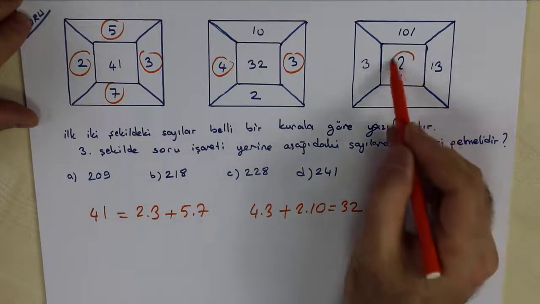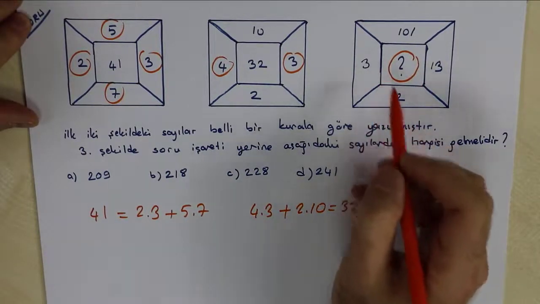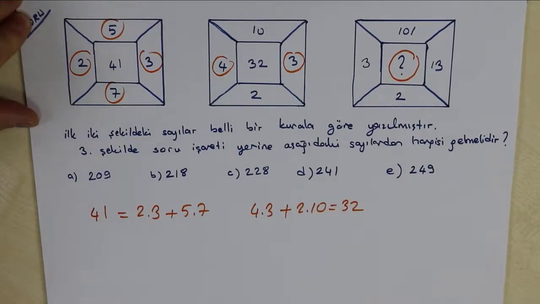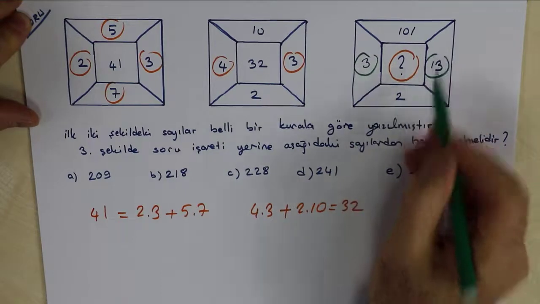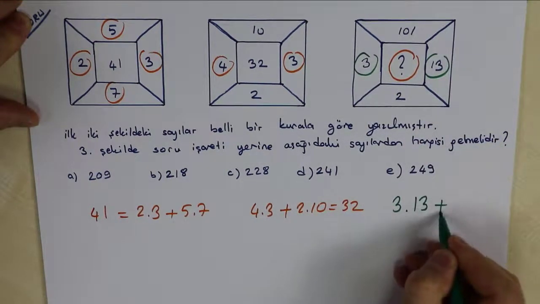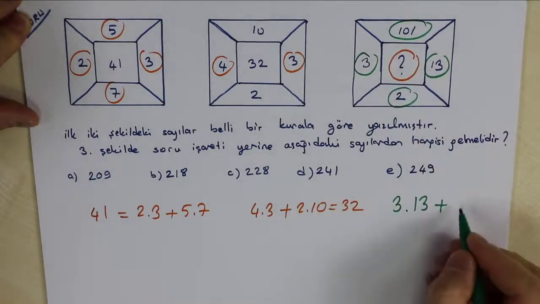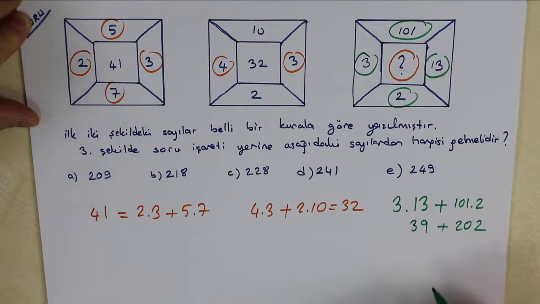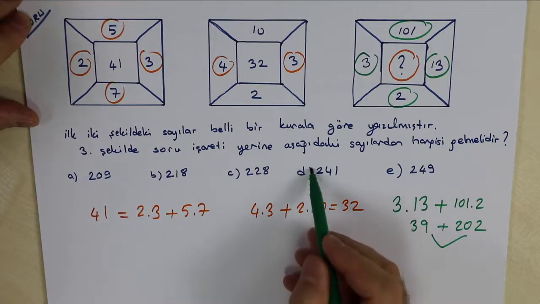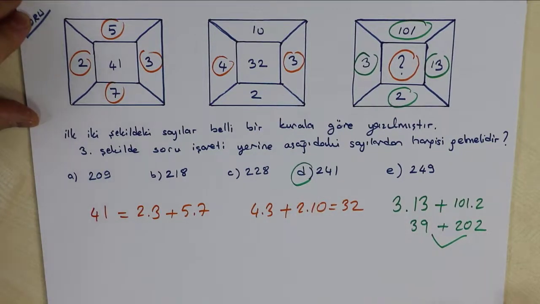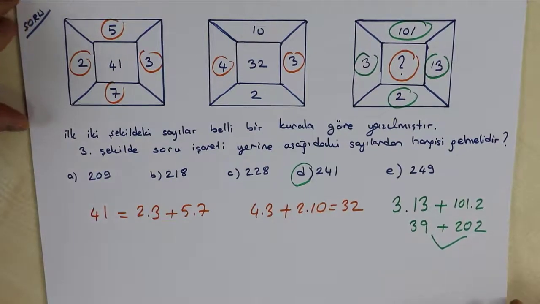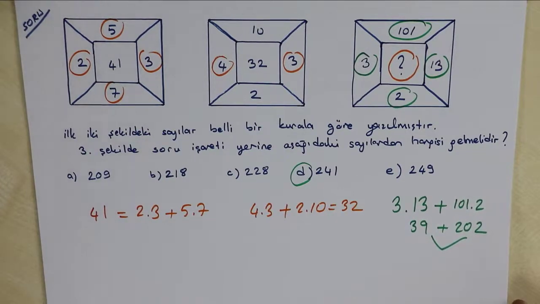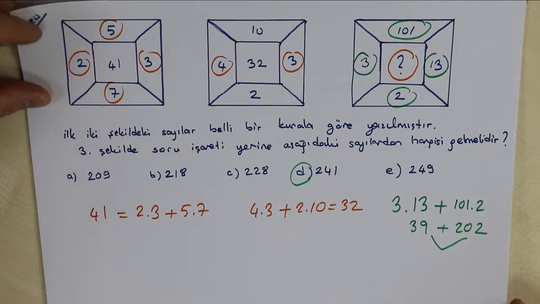Then to find the number instead of the question mark, we have to multiply 3 times 13 plus 2 times 101, or 101 times 2. That's equal to 39 plus 202, and the final result will be 241, and that is the answer given in choice D. So here we have to pay attention to the numbers and how they establish the number in the center, and is it summation, is it multiplication, or what kind of rule is available while solving. We have to pay attention to it.